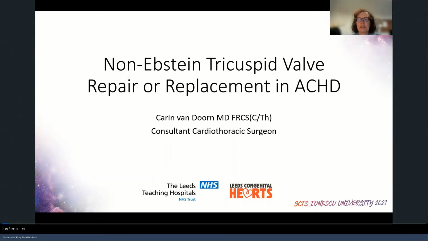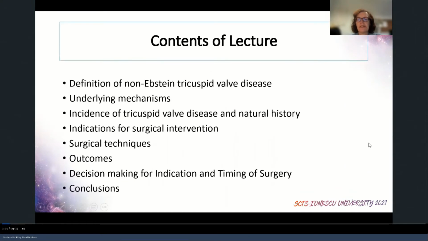The contents of the lecture will cover the definition, underlying mechanisms, the incidence, the indications for surgery, surgical techniques, outcomes, and decision-making.